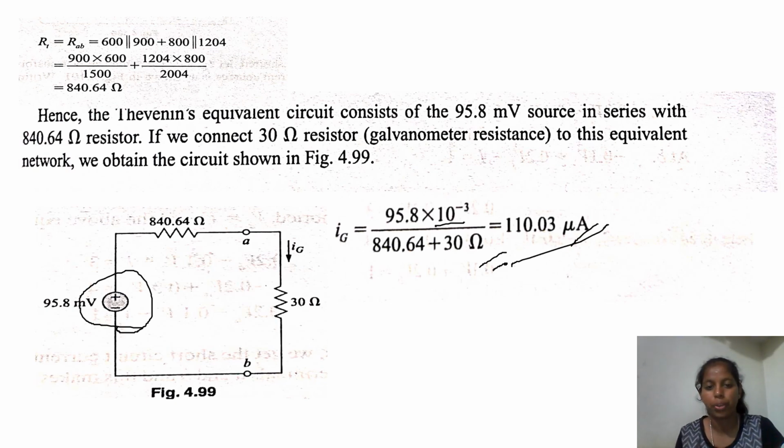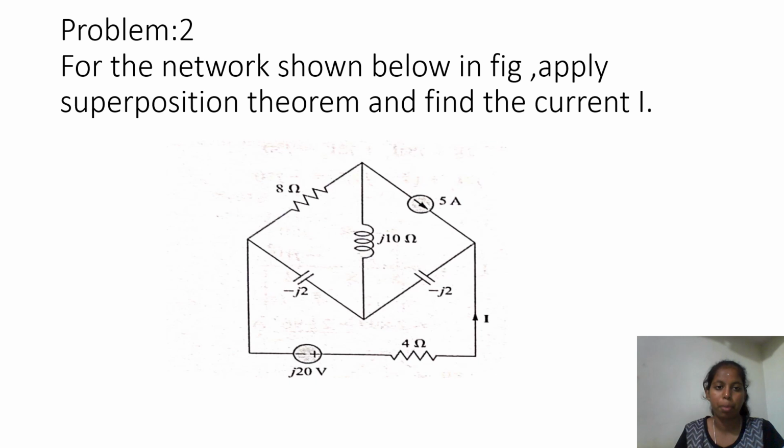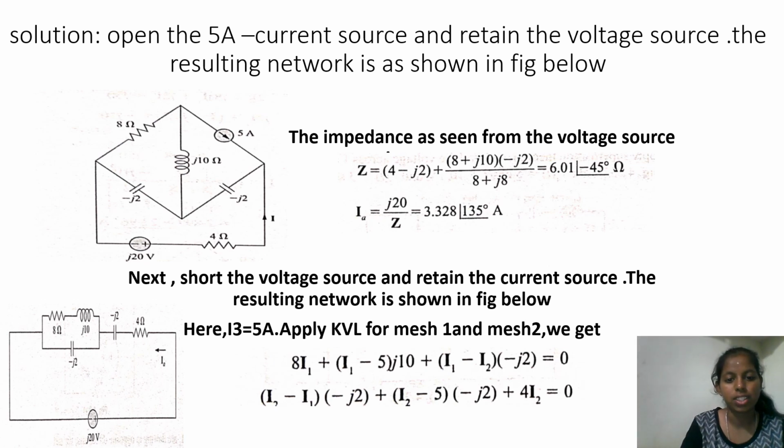So let's move on to the next question. Problem number 2. For the network shown below in the figure, apply the superposition theorem and find the current I. Now let's move on to the solution. Open the 5 ampere current source and retain the voltage source. The resulting network is as shown in the figure below. We have to remove this 5 ampere current source and keep this J20 volt voltage source the same.